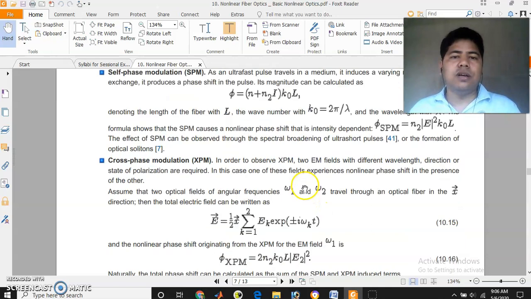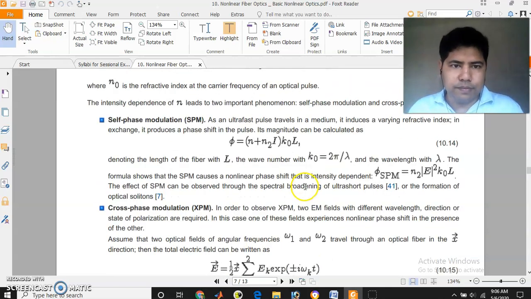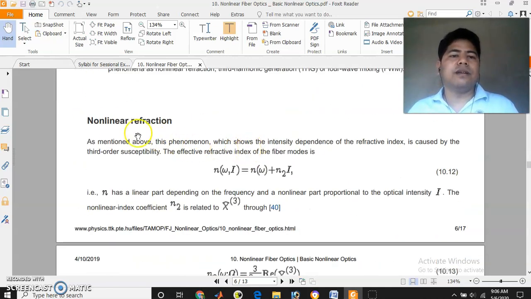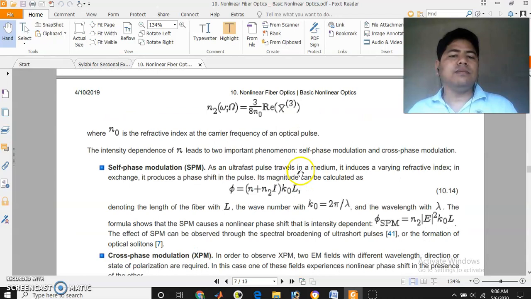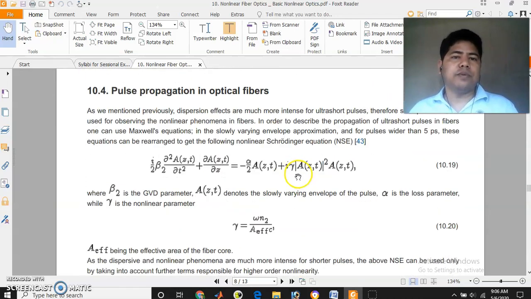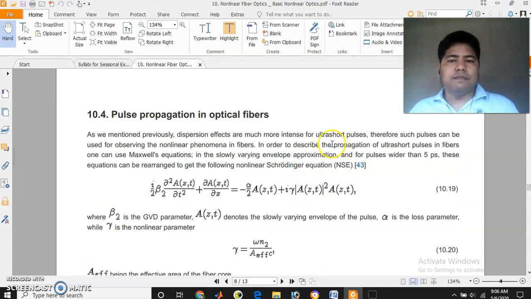So these are the two phenomena that appear because of nonlinear refraction. Okay, then the figure of merit is not required. Then pulse propagation in optical fiber. Here, when an intense, ultrafast optical pulse propagates through a nonlinear media.